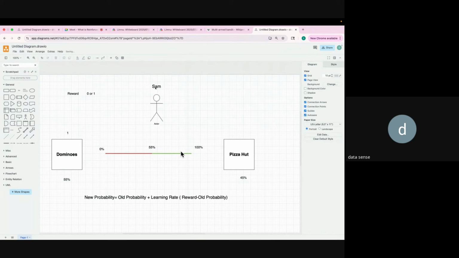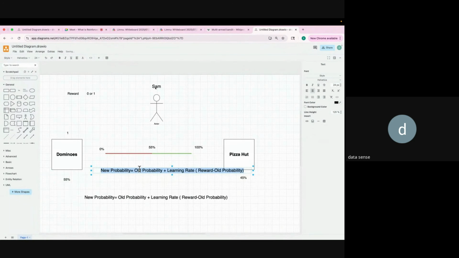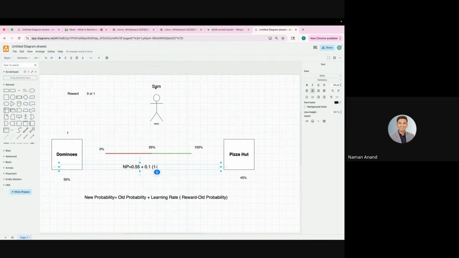I'm not saying that it will only come toward Domino's, because the probability is still almost similar, only 55-45, only a 10% difference, right? So let's say he rolls the die again, and it again comes to Domino's. Okay, so what will the new probability become? It will be 0.55 plus 0.1 multiplied by 1 minus 0.55.